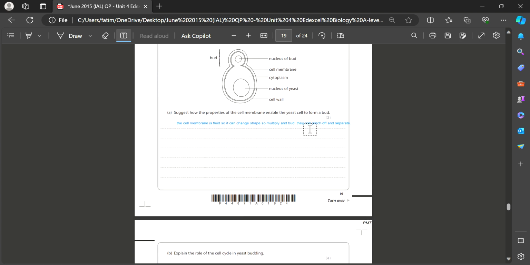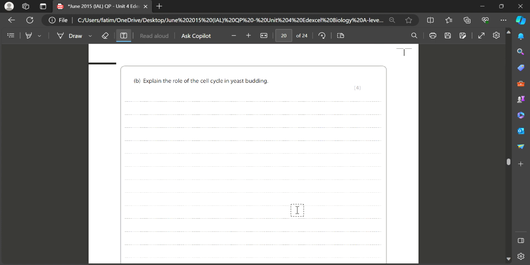Yeah, that's the 2 marks. It's fluid, it can distort, and then it pinches off and separates. Then we need to explain the role of the cell cycle in yeast budding. The cell cycle is interphase, anaphase, prophase, all of that.